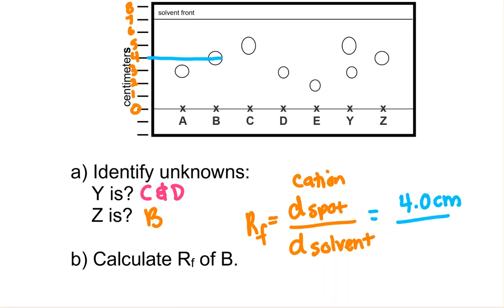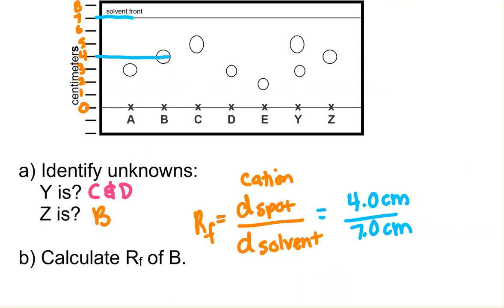And then the solvent front is all the way up here, so it was a 7. Both of those are in centimeters. Notice that my centimeters will cancel. And so when I get my answer, it will be unitless. Notice that an RF doesn't have units because they cancel, and it's always less than 1 because the spot can never travel further than the solvent.